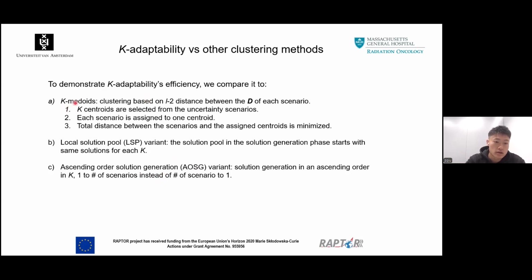And then there's the K-medoids method. Basically, it clusters the scenarios based on the L2 distance between the capital D matrix. So it's a completely different thing, because these 2 variants, including our heuristic, cluster based on the objective values, whereas here it clusters on the L2 distance based on the D matrix.